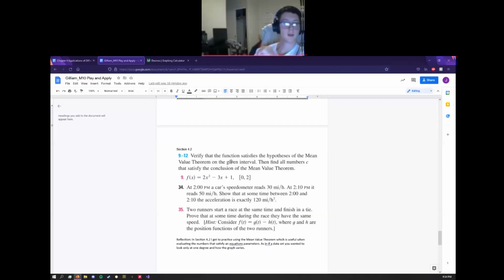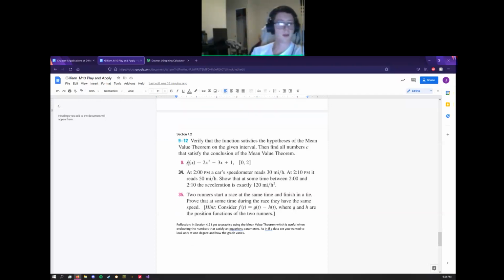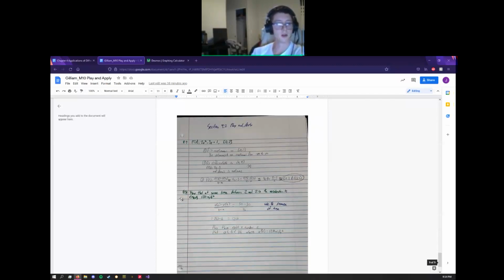Right, and I did question number 9. Basically, it's just asking to verify that the function satisfies the hypothesis of the mean value theorem on the given interval, and find all numbers c that satisfy the conclusion of the mean value theorem. This is what it starts out with: f(x) is equal to 2x squared minus 3x plus 1 over the interval [0, 2].